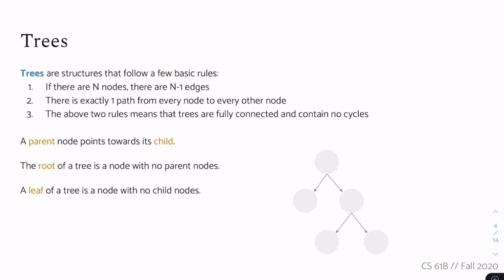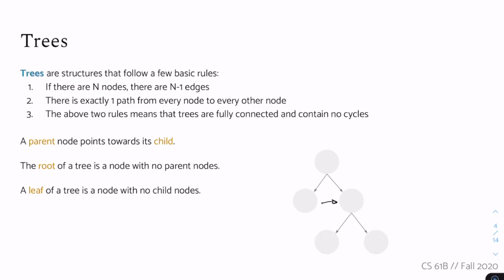So trees basically only follow two rules. The first is that if there are n nodes, then there are n-1 edges. And the second is that there is always exactly one path from every node to every other node. And this basically ends up meaning that trees are fully connected, so there's no random node out there that's not connected to anything in our tree. And they contain no cycle, so you'll never have a situation where something points back like that. That doesn't happen in a tree.